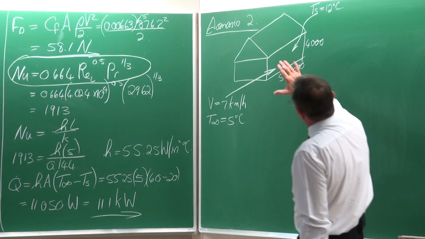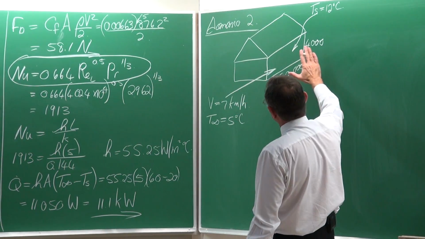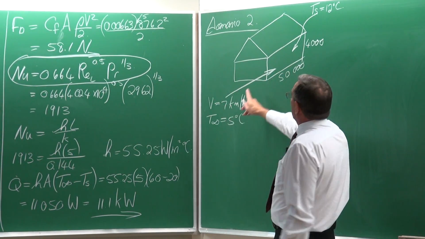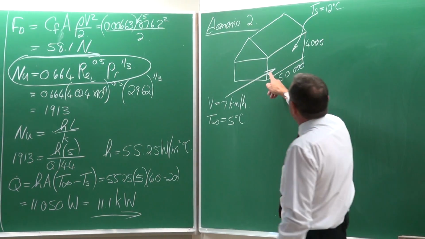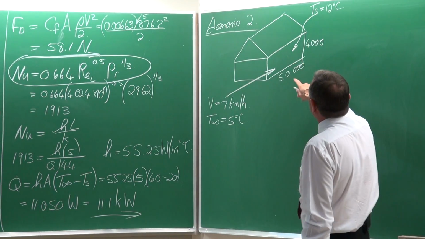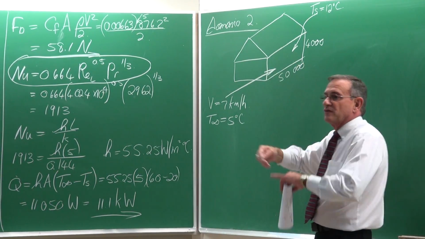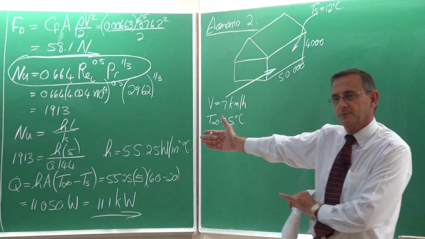Okay, so we've got a house. The temperature of the wind is 5 degrees, and the surface temperature on the outside is measured as 7 degrees everywhere. Those are the dimensions, and we would like to know what is the heat transfer rate through the wall, and we're also going to calculate the drag.